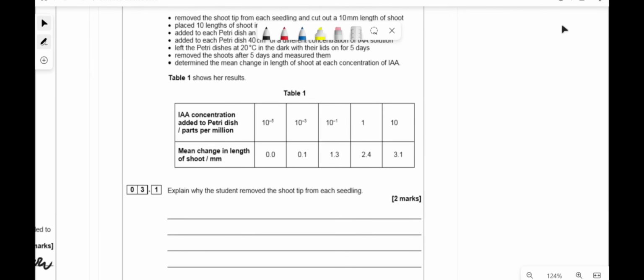Table 1 shows their results. So we've got IAA concentration added to a petri dish in parts per million. So, 10 to the minus 5, 10 to the minus 3, 10 to the minus 1, 1, 10. So these are going up. And there's the mean change in length of shoot. So the shoot length is going up as well.